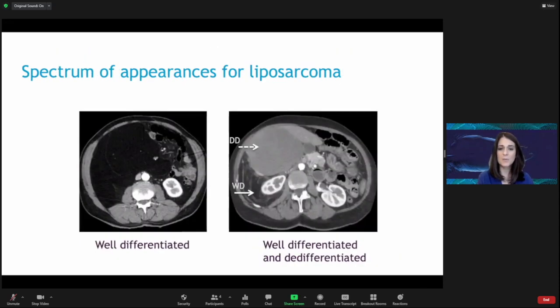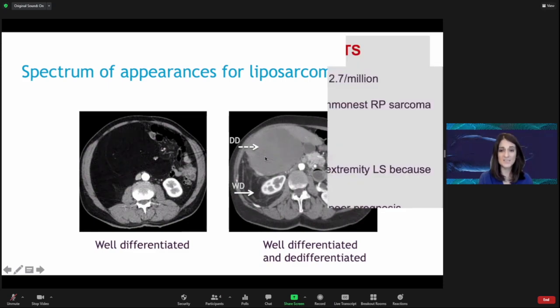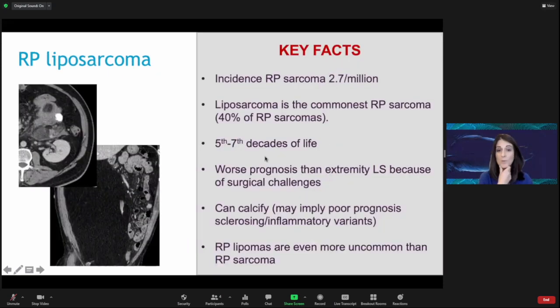So the learning points here are that liposarcoma has quite a spectrum of appearances. It can be bland, well differentiated, or more solid, dedifferentiated disease. Liposarcoma is the commonest sarcoma in the retroperitoneum. It can calcify, usually seen in the 5th to 7th decades of life. And the patients don't do as well as patients with limb sarcoma because of the surgical challenges.